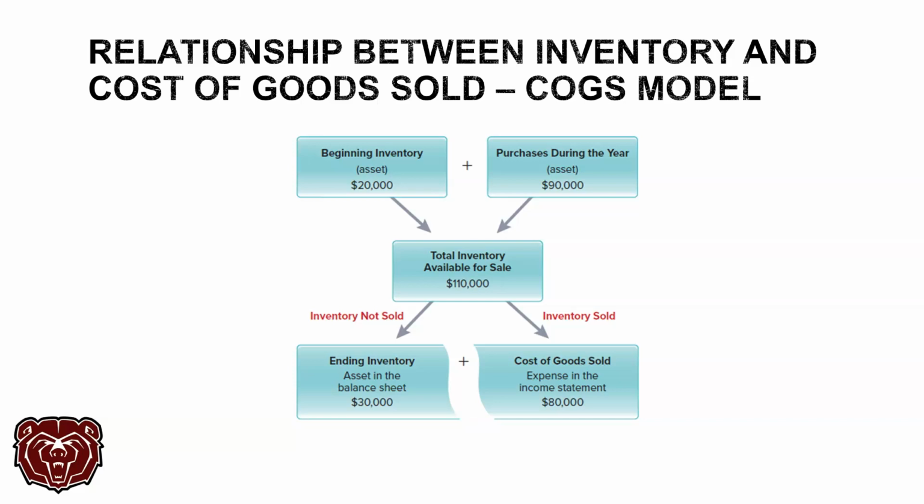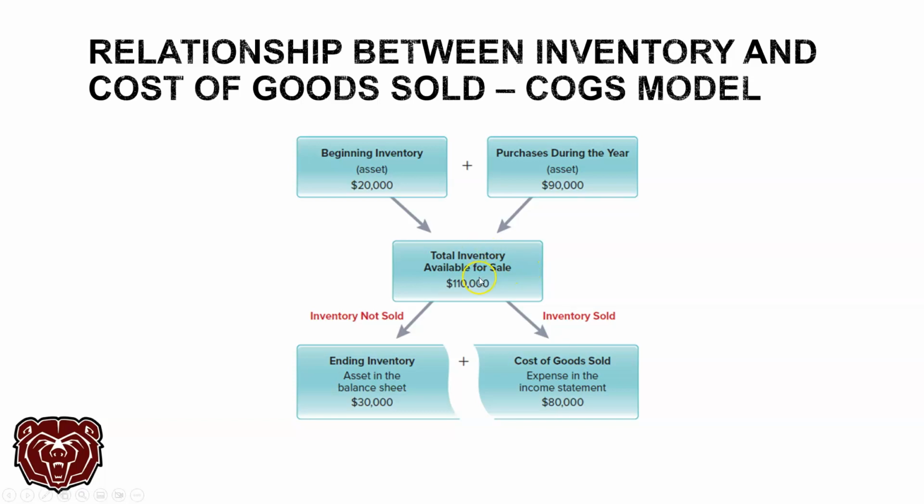So the way this works is your beginning inventory plus any purchases you make equals your cost of goods available for sale. So in this instance, they had $20,000 in beginning inventory. They had $90,000 in purchases during the year, totaling $110,000 worth of inventory that was sitting on their shelves available for sale during that period.